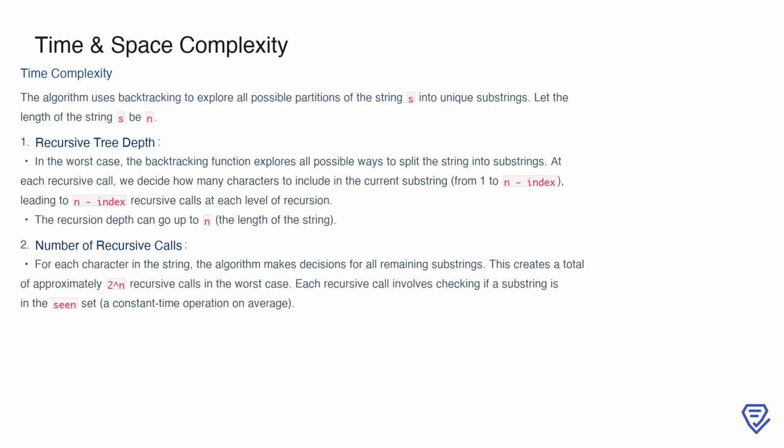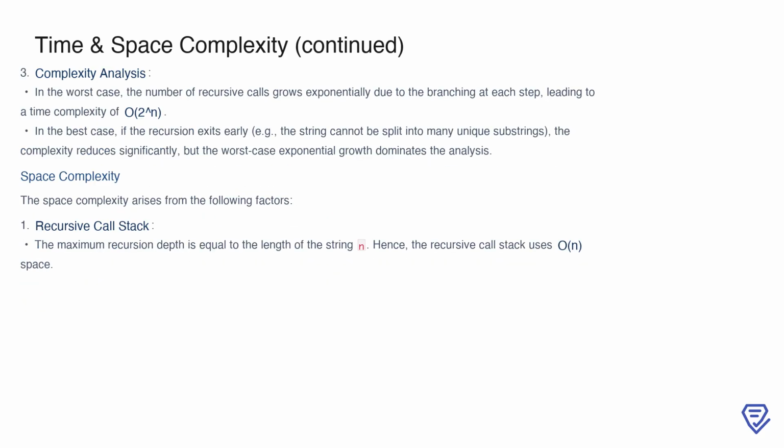Each recursive call involves checking whether a substring is in the seen set, which is a constant time operation on average. This exponential growth in the number of function calls is what defines the time complexity in such cases. Now, taking the worst-case scenario into account, the exponential growth of recursive calls means the time complexity is 2 to the power of n. While there are cases where the recursion exits early, for example, if the string cannot be split into many unique substrings, these cases are relatively rare and do not change the dominant exponential nature of the problem.